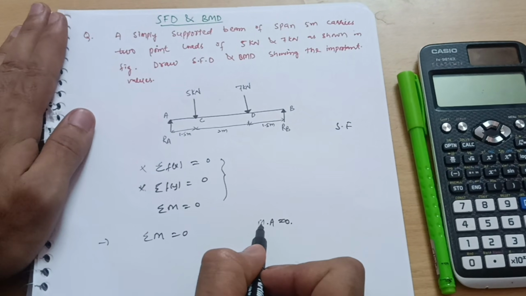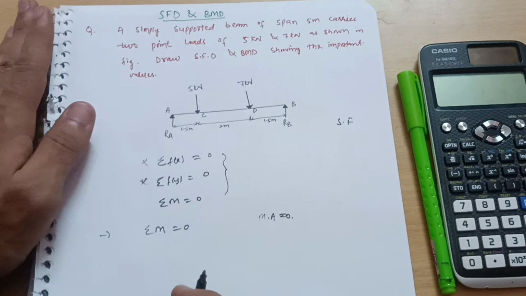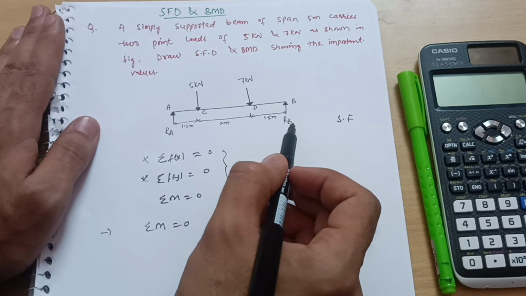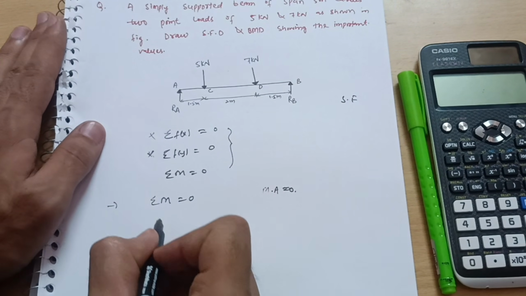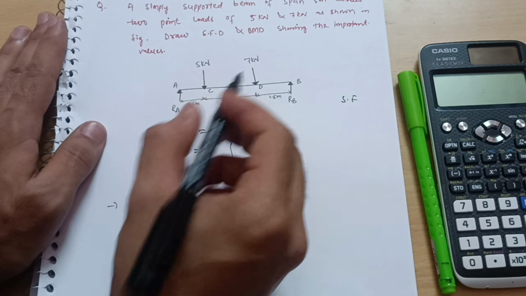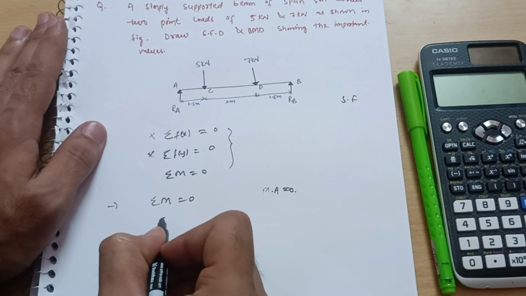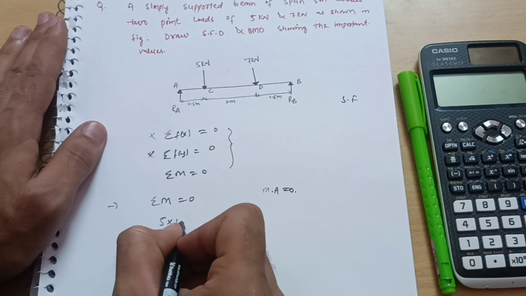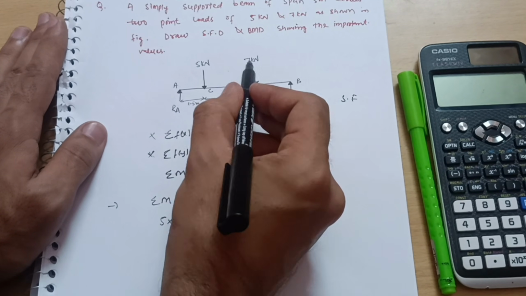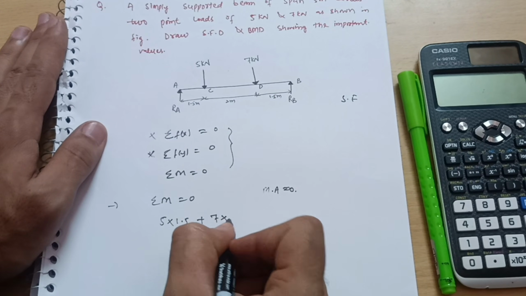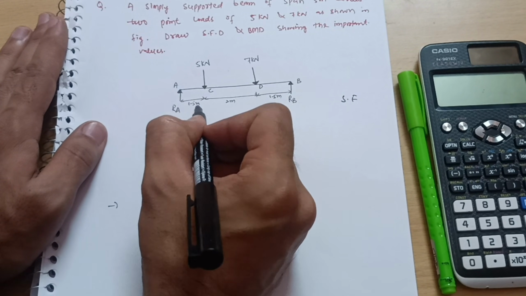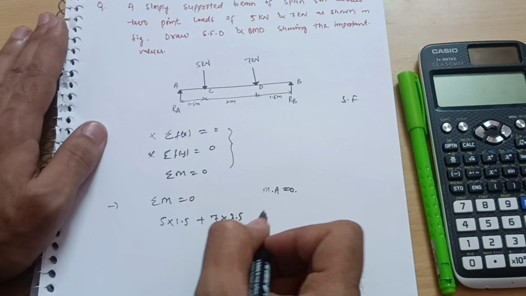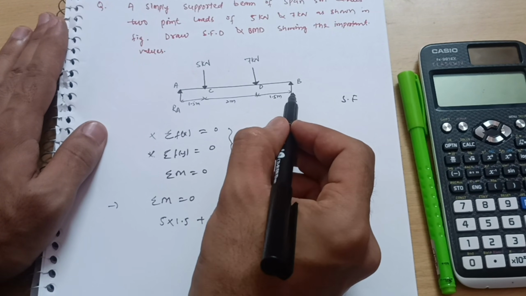So the sum of moments at A should be equal to 0. Then we have to take the moments of the 5 kilonewton, the 7 kilonewton, and Rb. I have to sum these. The first one is 5 into the perpendicular distance from A, that is 1.5. Next force is 7 kilonewton, so 7 into this perpendicular distance. What is this? 2 plus 1.5 is 3.5. So 3.5 I can take. Then the last force is this one.